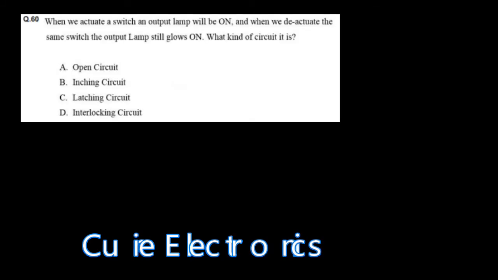Question number 60. When we actuate a switch, an output lamp will be on, and when we deactivate the same switch, the output lamp will still be on. What kind of circuit is this? This circuit is a latching circuit. Once you just push the circuit and leave it, it will stay there itself, like a door latch. Once you latch it, unless we remove the latch, it stays latched. So it's a latching circuit.